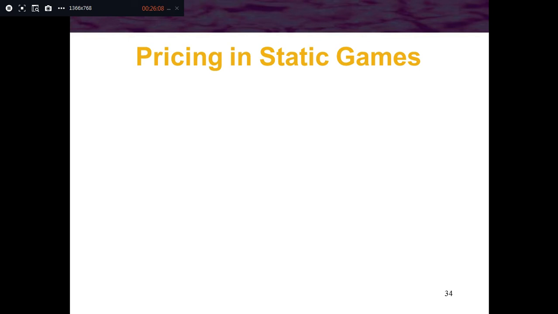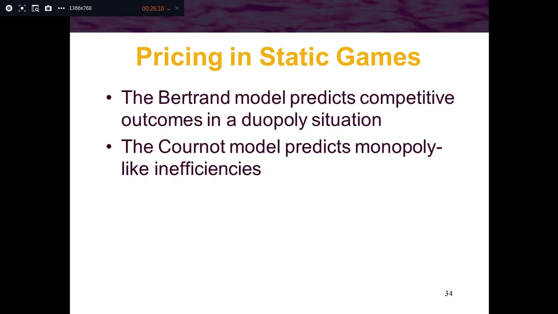So the Bertrand model predicts competitive outcomes in a duopoly situation. The Cournot model predicts monopoly-like inefficiencies.